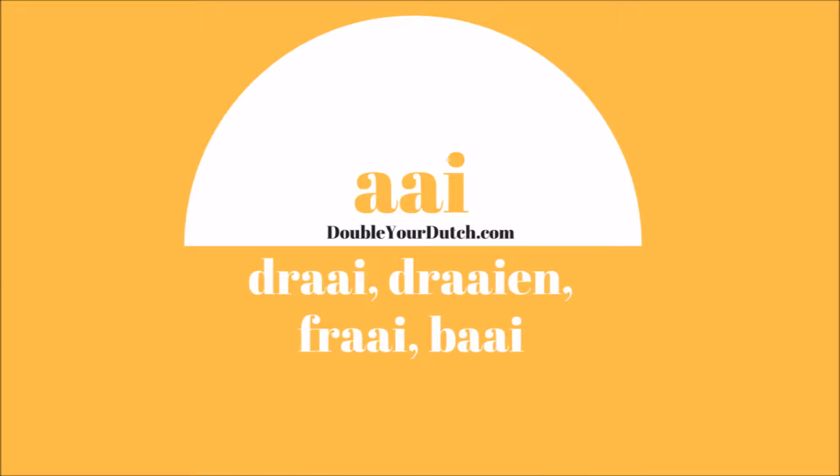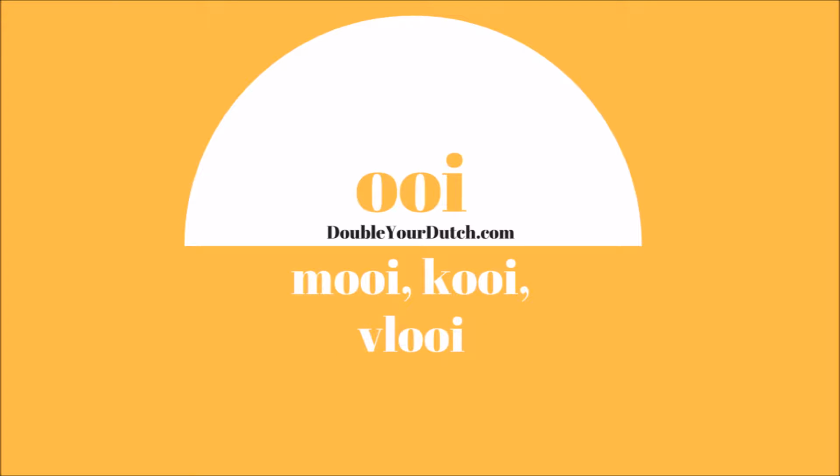We also have the double A with an I at the end: draai, draaien, fraai, baai. Draai, draaien is to turn. Fraai is beautiful, basically. Baai is bay. We also do the same thing with O, OI. Mooi, kooi, vlooi. Mooi is beautiful, the most common form of beautiful. Kooi is cage, and vlooi is flea.